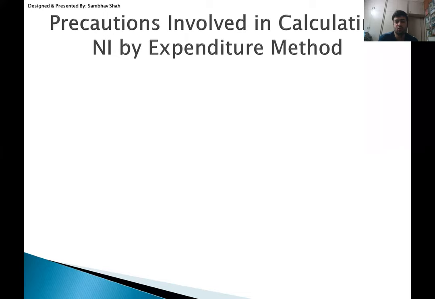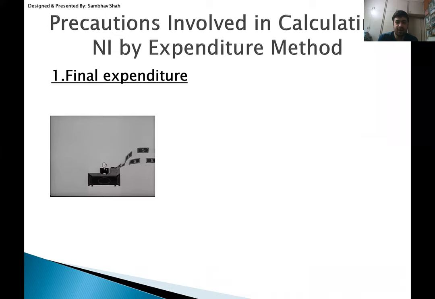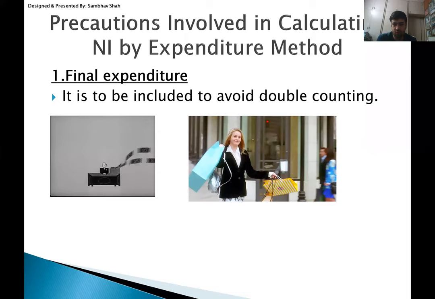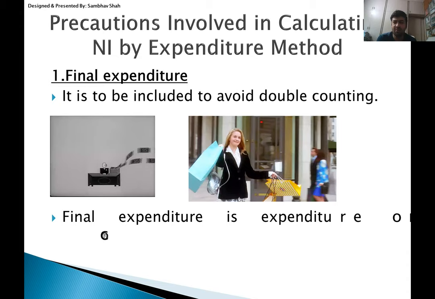Number one, we're always going to consider final expenditure, right? Now, what is final expenditure? It is to be included to avoid double counting. That means final expenditure means expenditure by the private sector, by the government sector, by anyone. Final expenditure is expenditure on consumption and investment.